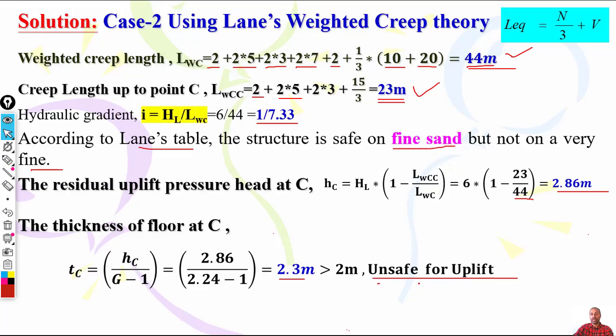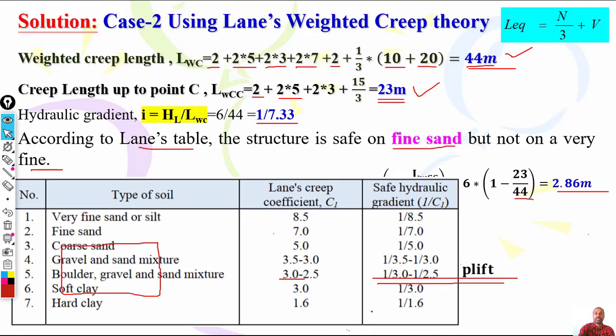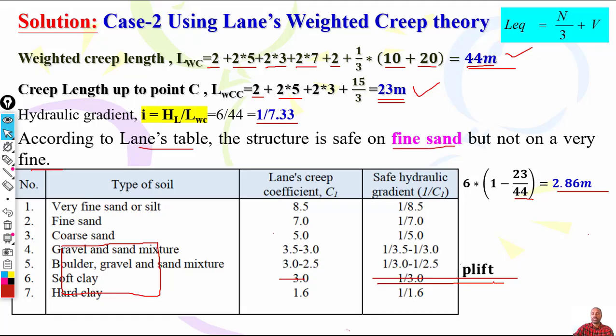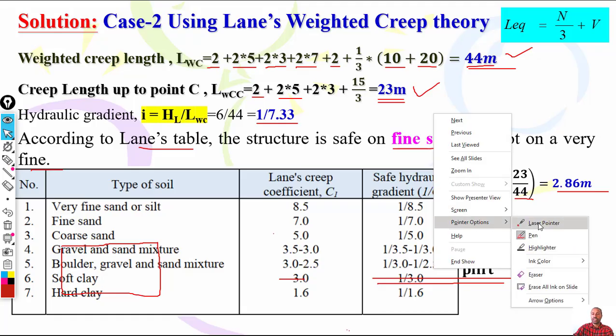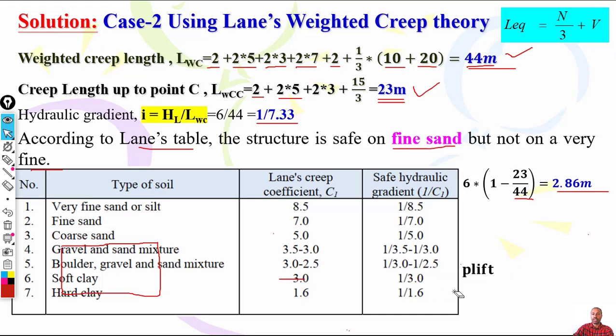So if you are given thickness, you can check this one. This is for checking purpose. But for design purpose, you should multiply by 4/3. Then you can see just you can check the hydraulic gradient here. The hydraulic gradient, which is 1/7.33. So it is safe on fine sand. You can see this is the fine sand, so it will be 1/7 around. So it will be safe.